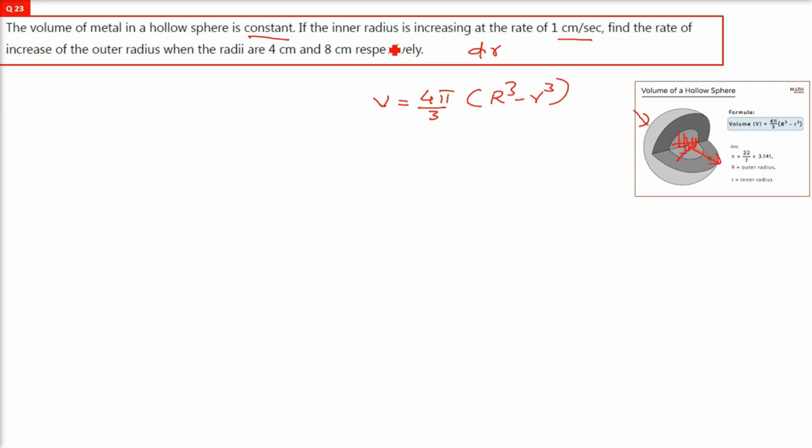So d small r by dt, the inner radius, is increasing at the rate of this. So dr by dt is minus, is increasing. When it is increasing, we are not going to use negative, so I'll just change it. Always, increasing is plus, decreasing is negative.